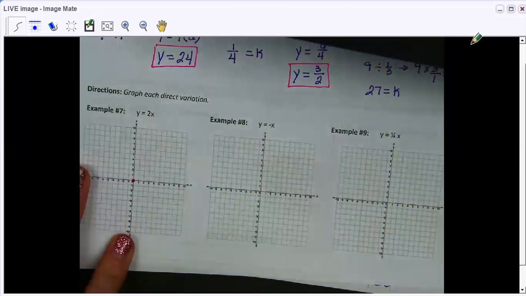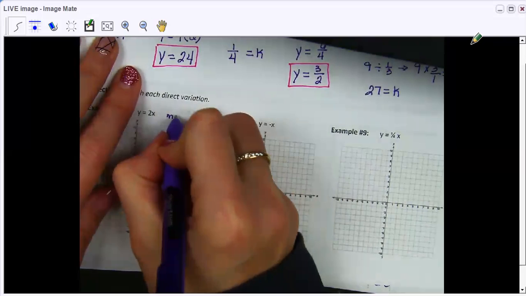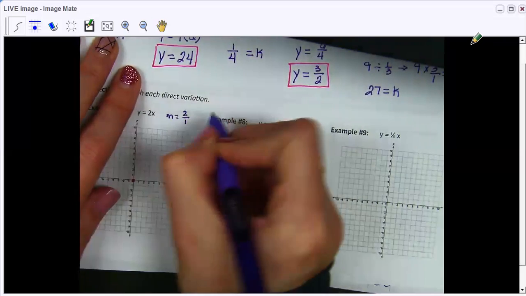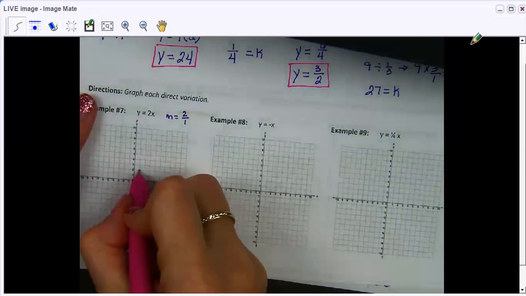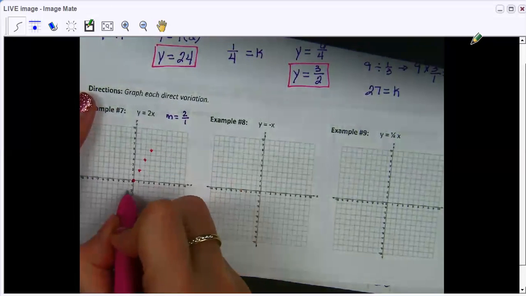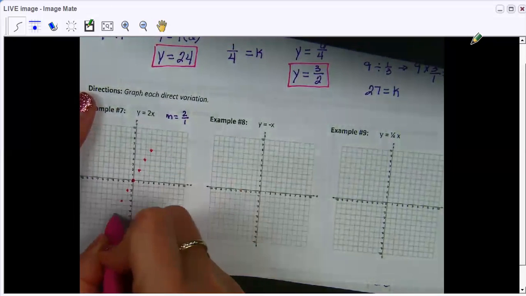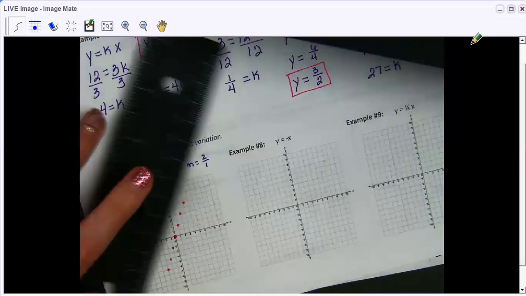What is my slope in this equation? Yep, my slope would be 2 over 1. So that means I'm going to rise 2, run 1. So let's do that. Rise 2, run 1. You could go in the opposite direction. And yeah, you can just draw it on. And then you just draw your line.